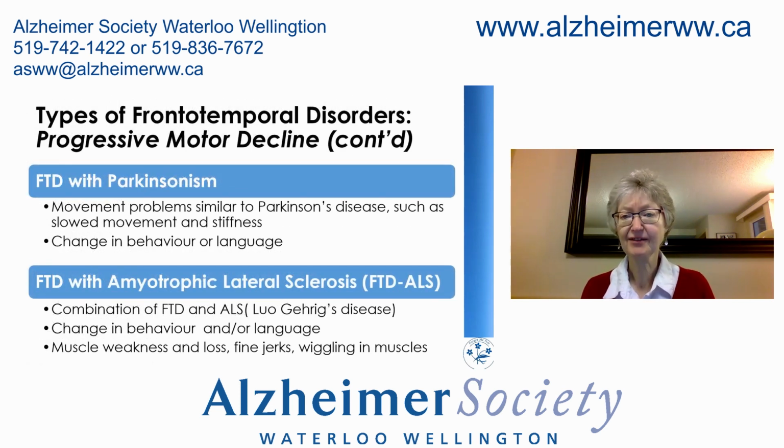There are also types of FTD with motor continued. There's not just those 2, there are more. There's FTD with Parkinsonianism. That's movement problems similar to Parkinson's, such as slowed movements and stiffness. Changes in behavior or language accompany that. And there's the ALS variant, so FTD with ALS. Combination of, unfortunately, I think most people know it as Lou Gehrig's disease. Change in behavior and language, and muscle weakness and loss, fine jerks, wiggling in the muscles.